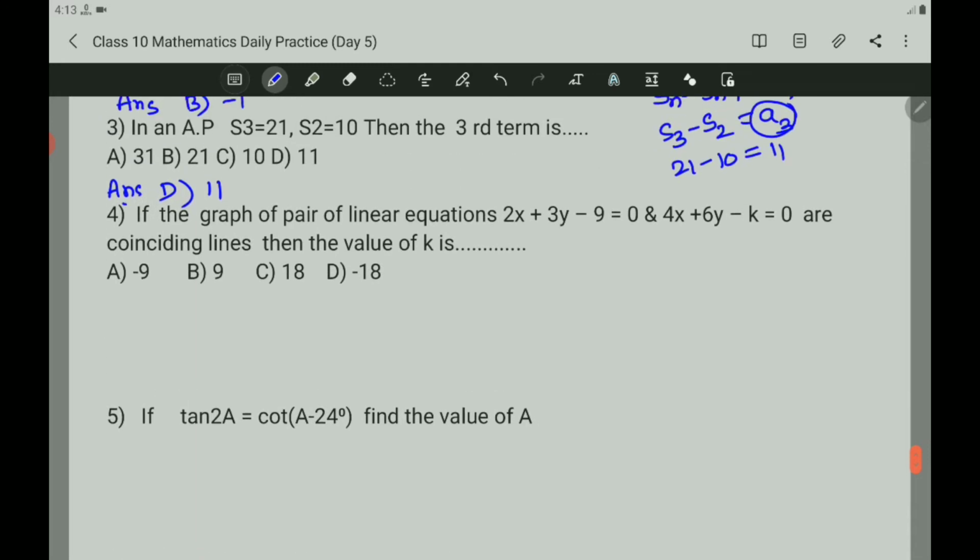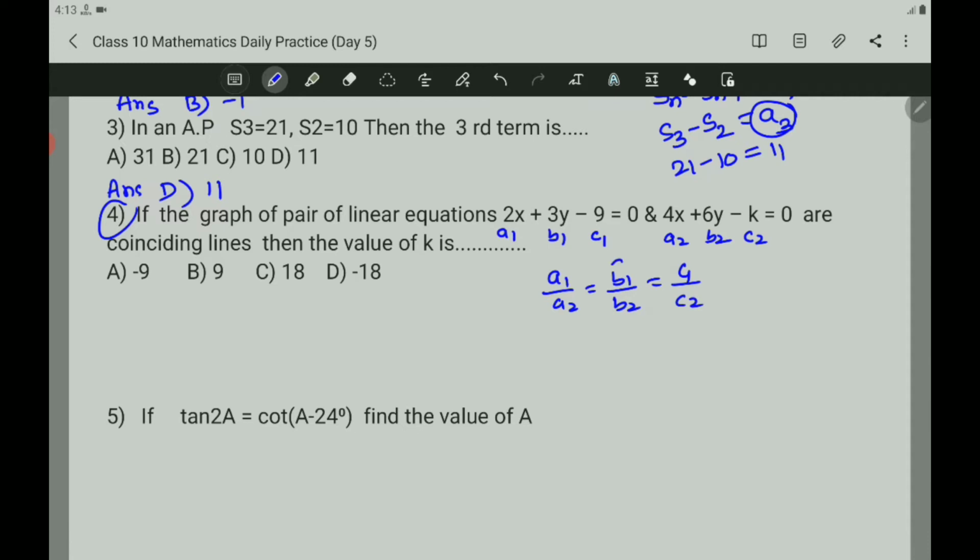Then take the fourth question. If the graph of pair of linear equations 2x plus 3y minus 9 equals 0 and 4x plus 6y minus k equals 0 are coinciding lines, then the value of k. So here these two are coinciding lines, means you consider this is A1, B1, C1 and A2, B2, C2. As they are coinciding, you will get A1 by A2 equals B1 by B2 equals C1 by C2.